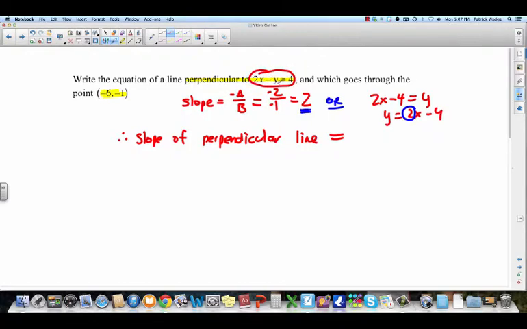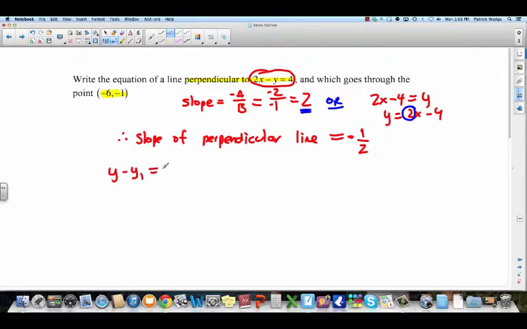What's the slope of this line, the circled line? The slope of that one is 2. So the slope of the perpendicular line has to be the negative reciprocal of 2. So that means it is 1 over 2 for the reciprocal, and make it negative, so it's the negative reciprocal. So there you go. We're dealing with a slope of negative 1 over 2, and it goes to the point negative 6, negative 1. Okay, now we go through all our steps.